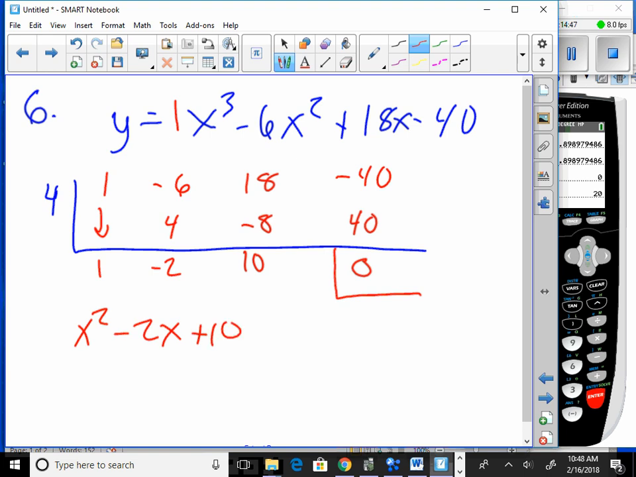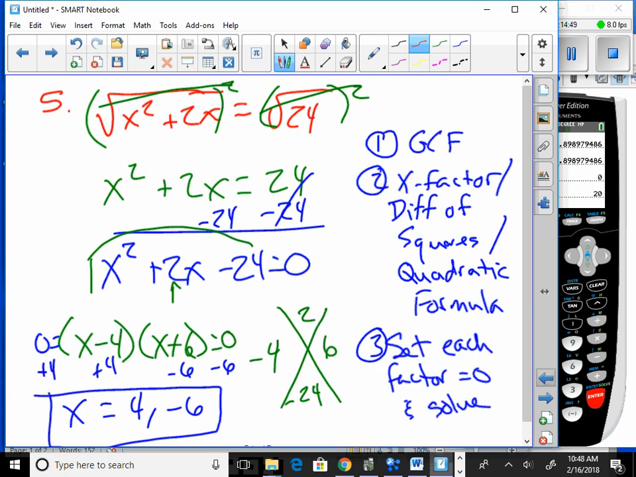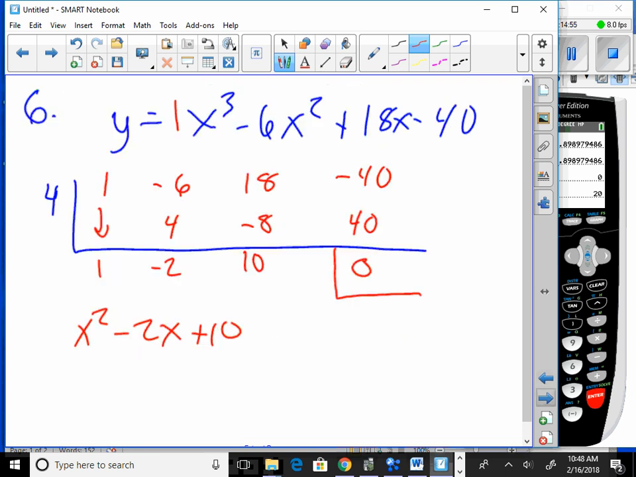Okay, so now I could go through the same steps that I had listed out, 1, 2, 3 on the previous page. Check for a GCF, but there was no GCF. Then I could try x factoring it. So if I tried x factoring it, I would do 1 times 10, which is 10. Try to multiply to get negative 2. Okay, yeah, there's nothing that will multiply to give 10 to add to give negative 2.